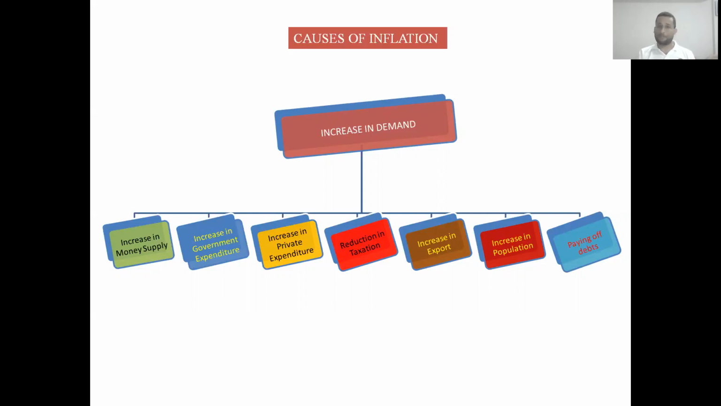So another cause: increase in government expenditure. An increase in government expenditure can also create inflation in an economy. But how?